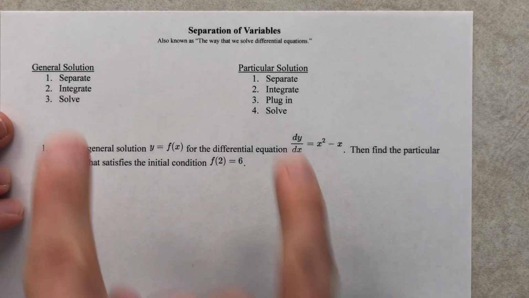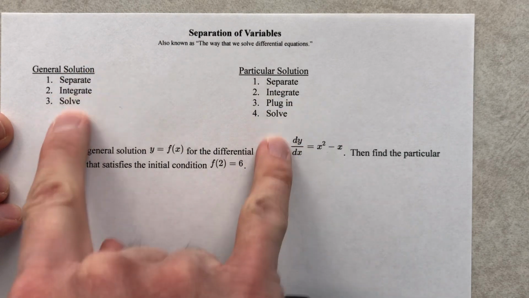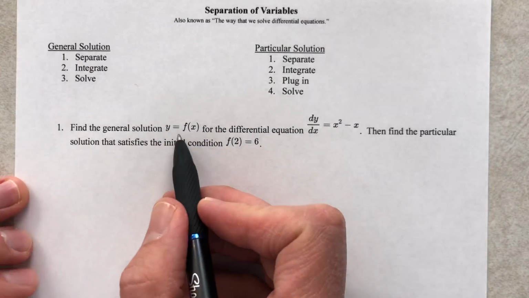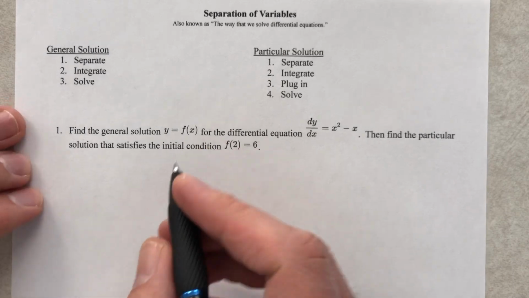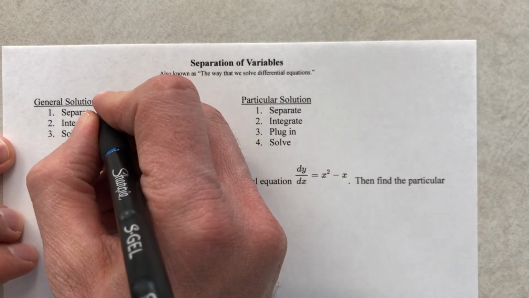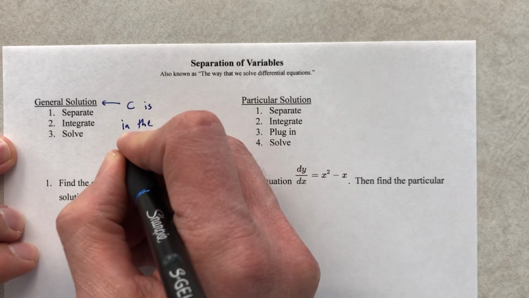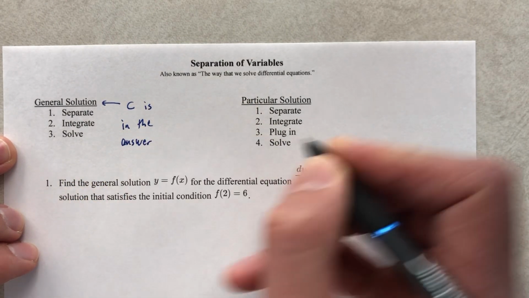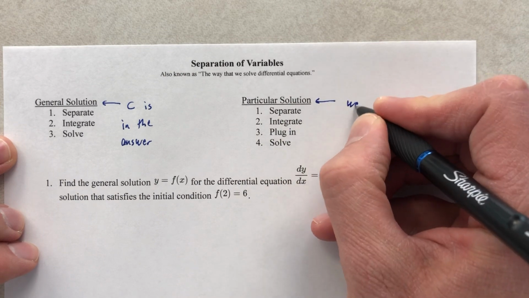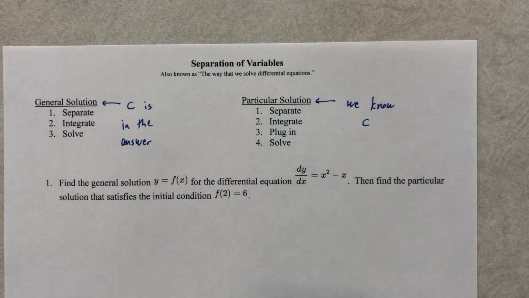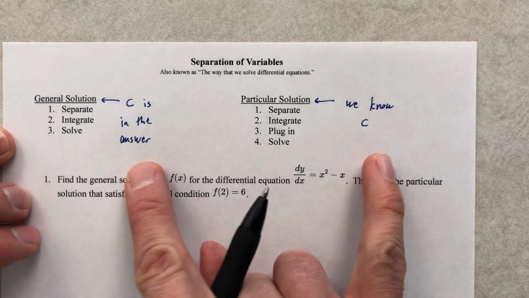We're going to do it. There's some steps up here that are pretty easy to walk through. I'm going to kind of ignore them and just do what they say. Find the general solution. Okay, first of all, general solution, we can't ignore it. C is in the answer. And then in this particular solution, we know C, or we'll find C. We know C, the constant of integration. So, still ignoring the steps, but I wanted to kind of point that out.